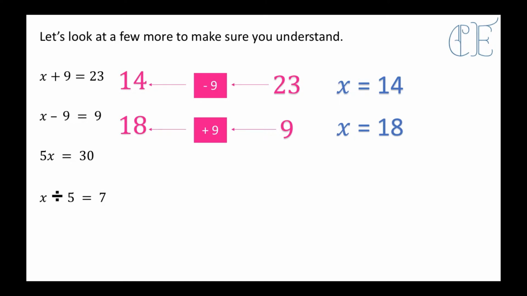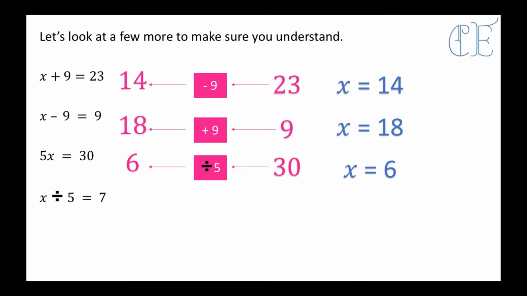Now, in this next one, we have 5x equals 30. So, if you have 5x equals 30, we know that 5 times x equals 30. So, if we've got 5 times x equals 30, we need to reverse that calculation, and instead we're going to do 30 divided by 5. Division is the opposite of multiplication, so that's how we reverse it. 30 divided by 5 is 6, so x equals 6.